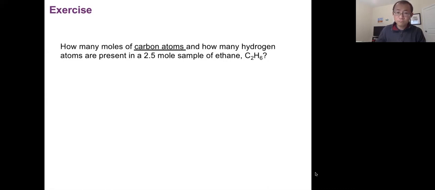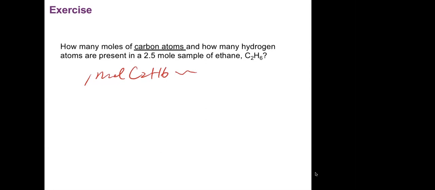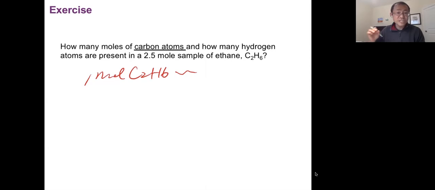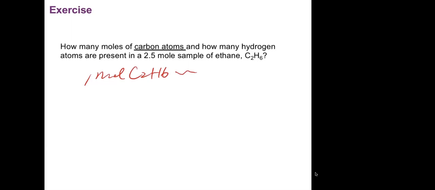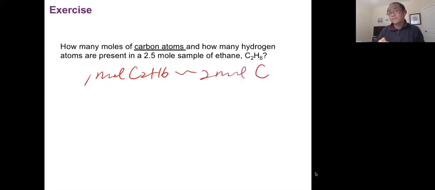We know each 1 mole of C2H6 has how many carbon atoms? 1 mole has how many? Guys? How many atoms or how many moles? How many moles? 1 mole of C2H6, how many moles of carbon atoms? 2. 2 moles. Okay, very good. 2 moles of carbon atoms.